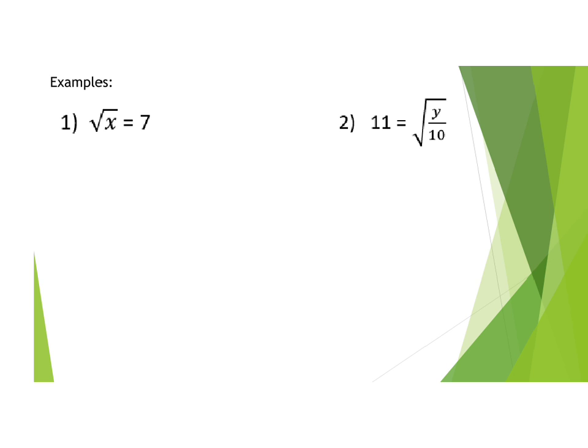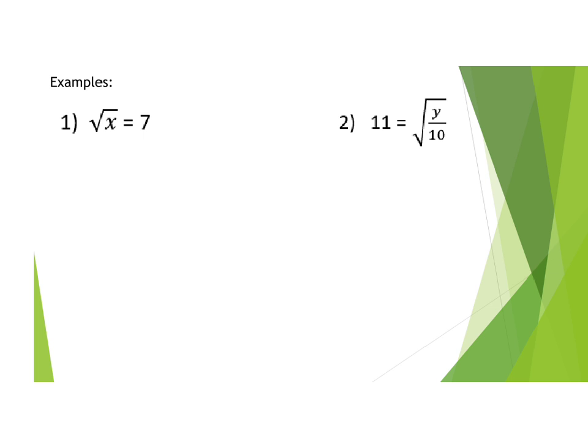Okay, so example 1, we have the square root of x equals 7. So if we think about this, this is saying some number, when we take the square root of it, will give us 7. So if you think about this logically, you can probably figure out that x has to equal 49, because the square root of 49 is 7.